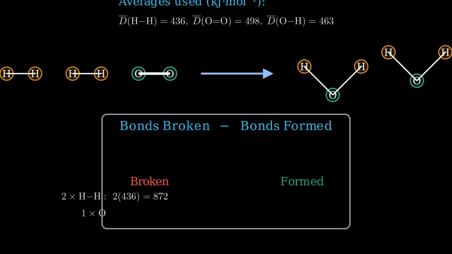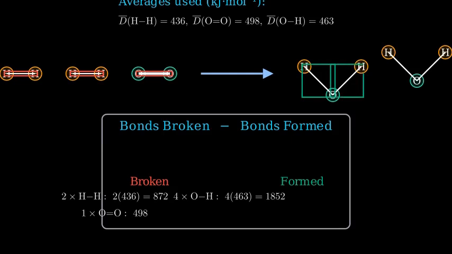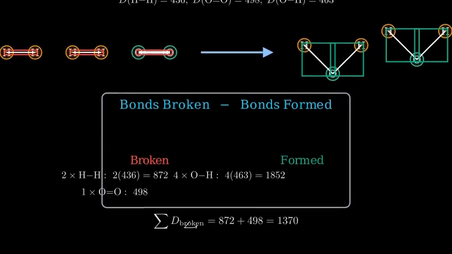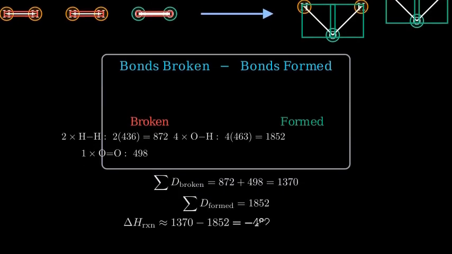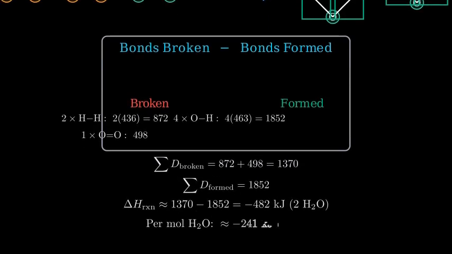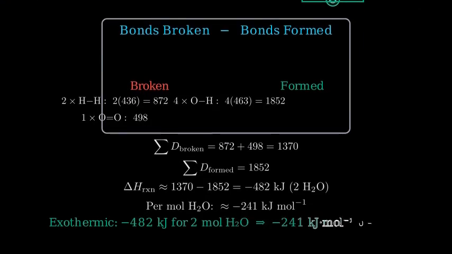Bonds broken, 2 H-H and 1 O double bond O. Bonds formed, 4 O-H bonds in 2 water molecules. Compute sums and subtract formed from broken. We get about negative 482 kilojoules per 2 moles of water, or negative 241 kilojoules per mole of water.